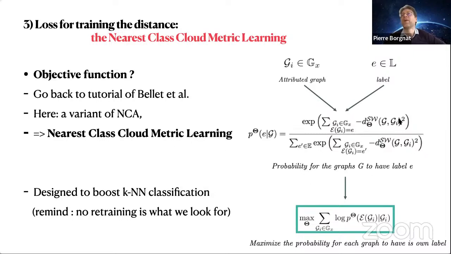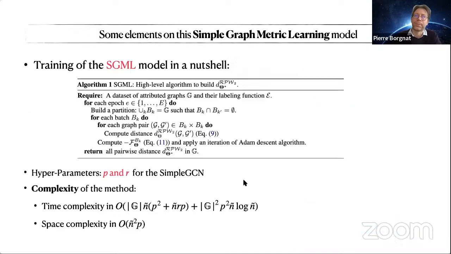Basically, we are trying to maximize the probability that each graph is in a group having the label of the same graph. We have a data set of labeled graphs, and we want the graphs with the same label to be close to each other according to this probability based on the exponential of minus the distance of the graphs. So this is a general view of the training of this simple graph metric learning model.